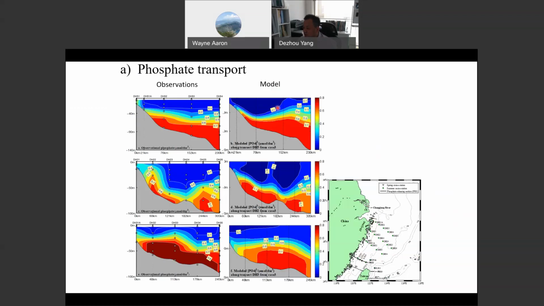The right column is from our numerical model. The left one came from observations. We can find our model can capture the main features of the phosphate distribution.